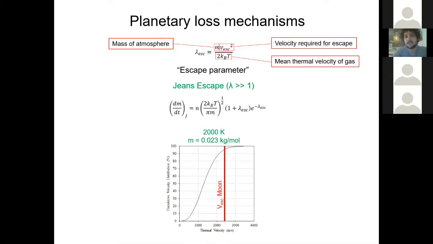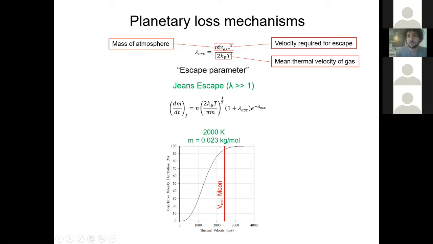So if this parameter is larger than 1, we have this scenario in which Jeans escape occurs. And this is the formula that calculates the mass loss rate: change in mass as a function of change in time, as a function of this escape parameter. And what we can see is that if we have a proto-lunar atmosphere, which is at about 2000 Kelvin and has a molar mass equivalent to that of sodium, the escape velocity of the moon, which is 2.38 kilometers per second, is rather large with respect to the velocity of the gas particles. So this is a cumulative velocity distribution of a Maxwell-Boltzmann gas. The kinetic energies follow the Maxwell-Boltzmann distribution. And we see that only about 5% of the gas molecules have velocities that are sufficient to escape from the moon. So in this scenario, we have a very inefficient mode of volatile escape from the moon.